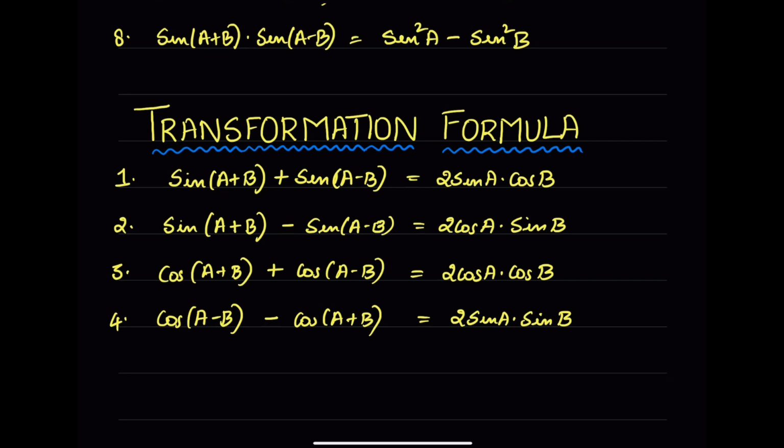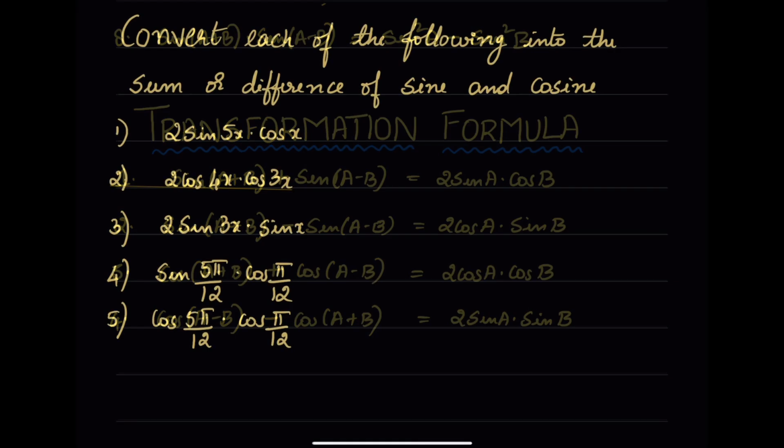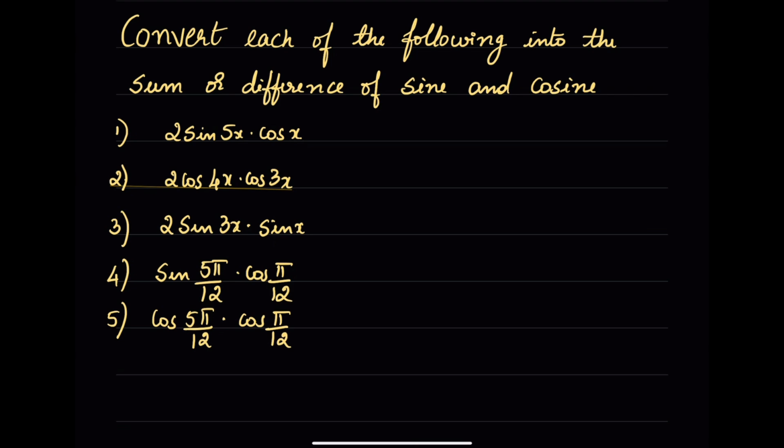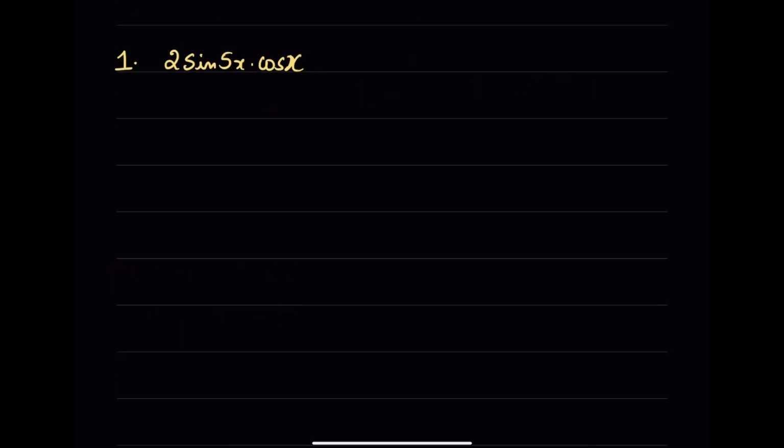Now let's solve a couple of problems so that you get familiar with the application of this formula. Now let's solve these 5 questions. Here we have to convert the product forms into sum or difference of sine or cosine. So we have to apply the transformation formula we learned in this video in these 5 questions. So let's start with the first one. So the first question here is of the format 2 sin A cos B.